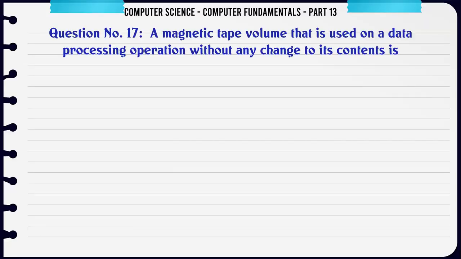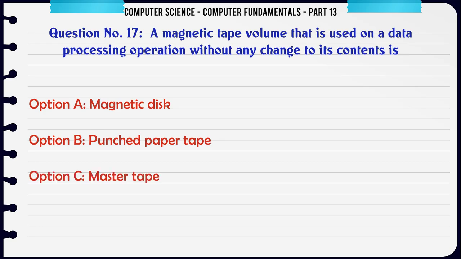A magnetic tape volume that is used on a data processing operation without any change to its contents is: A. Magnetic disc. B. Punched paper tape. C. Master tape. D. Card reader. The correct answer is master tape.